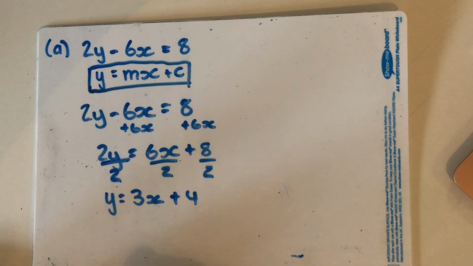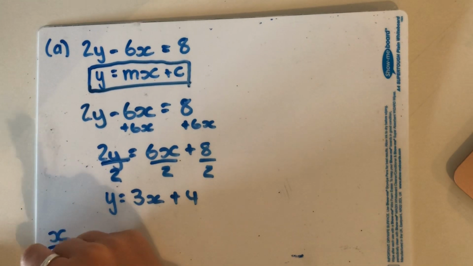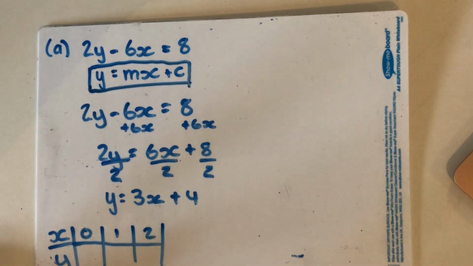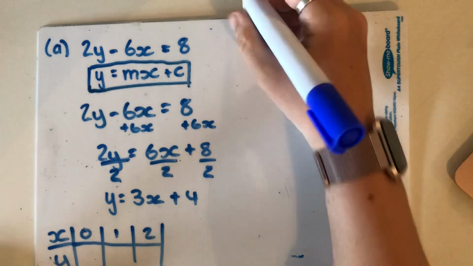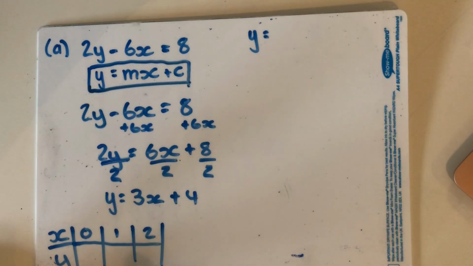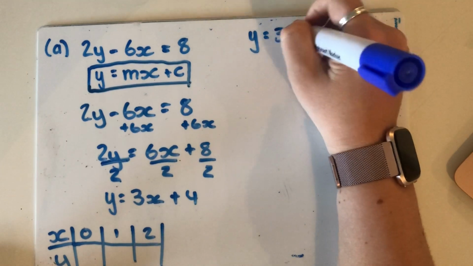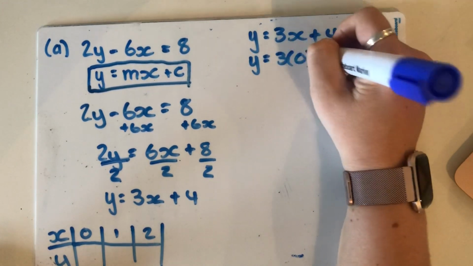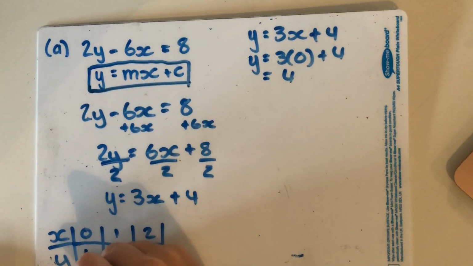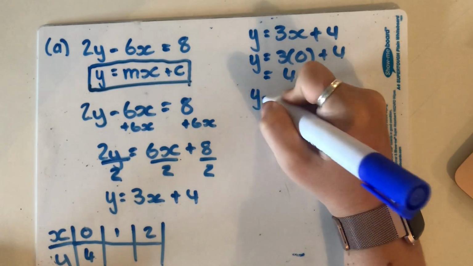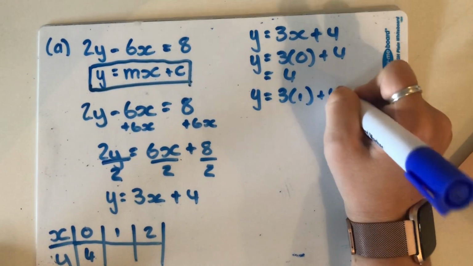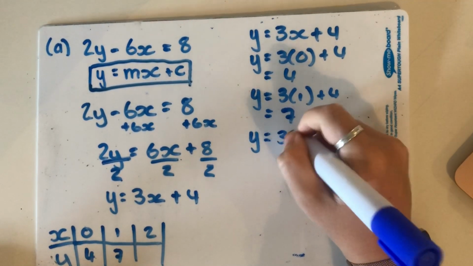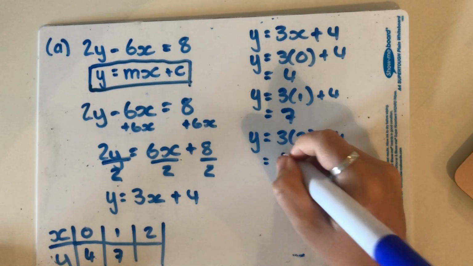Okay, now if we're going to sketch the graph, you should be pretty confident with this by now, we've done it quite a lot. So pick your 3 x values, 0, 1 and 2. You're going to substitute all your x values in for x in your equation. Okay, so we're going to have y is equal to 3 times 0 plus 4, which is going to give us 4. Let's put that in there. Then we're going to do the same with 1, so 3 times 1 add 4 will give you 7. And then again, 3 times 2 add 4 is going to give you 10.